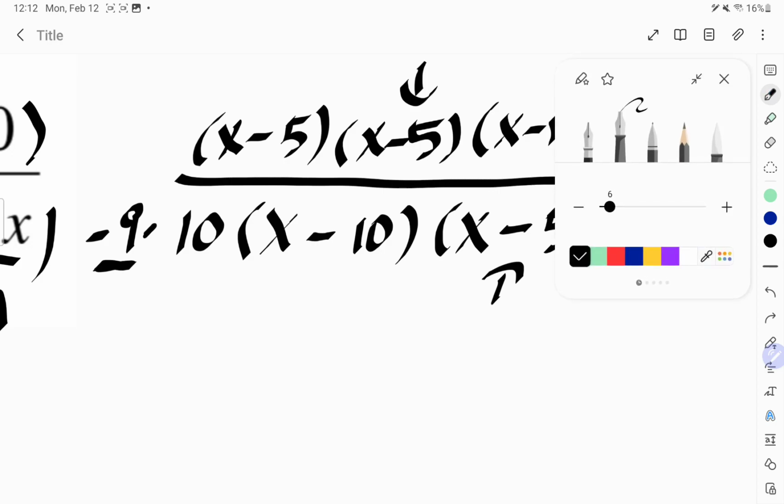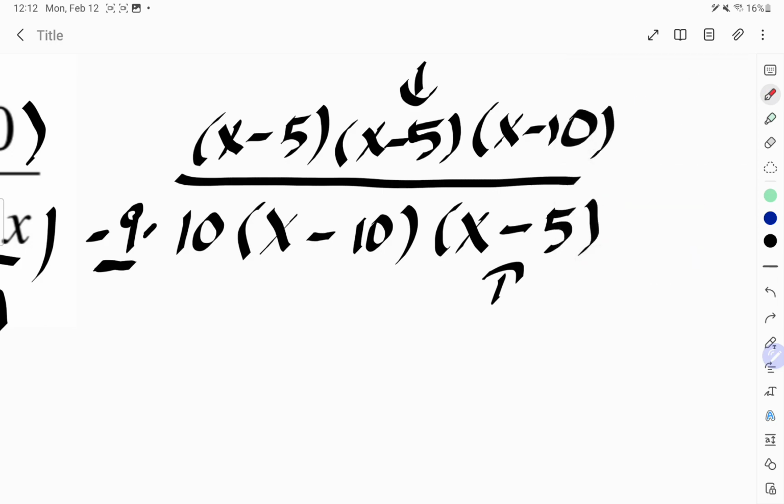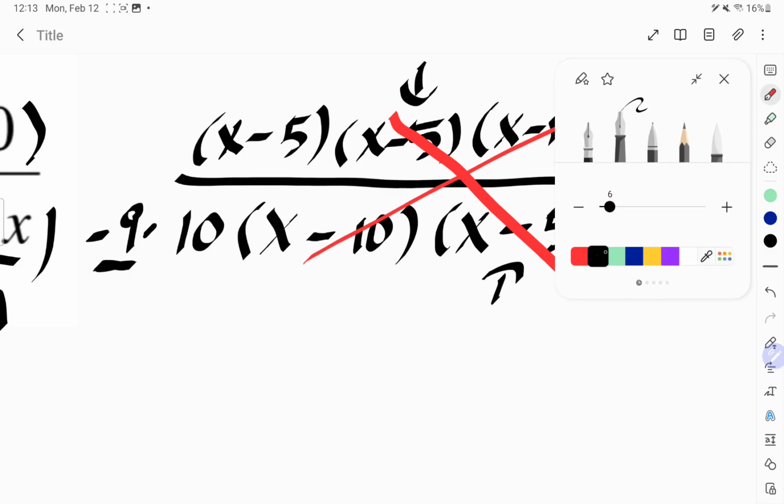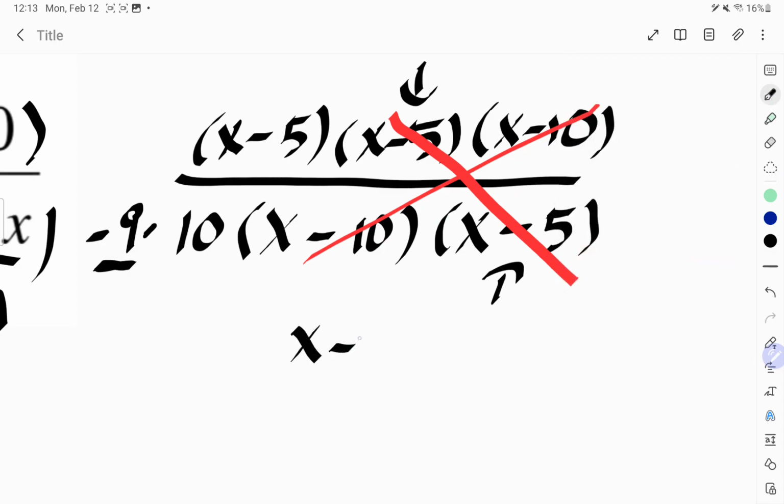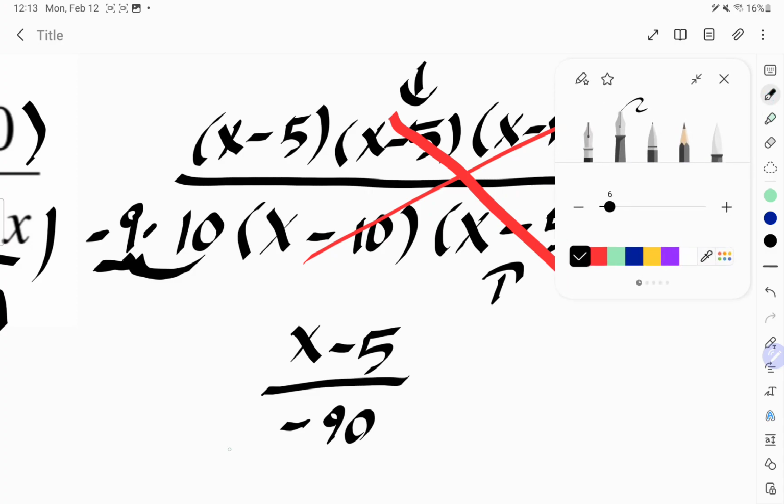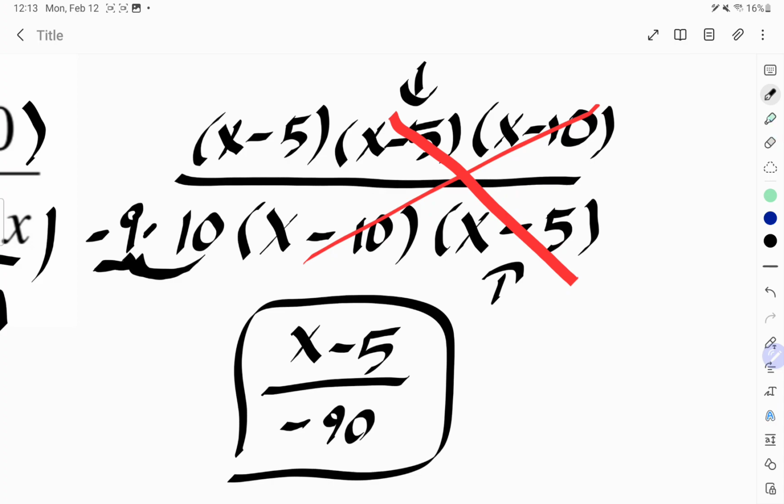Okay, so now let's just cancel things. First, those two cancel out, and those 10s cancel out. So my answer is just going to be x minus 5 on the top. Now on the bottom, I have two numbers, so I multiply: negative 90. I'm going to leave it like that. I could simplify a little further, but I'm just going to leave it like that for right now. Okay, so that is my answer.